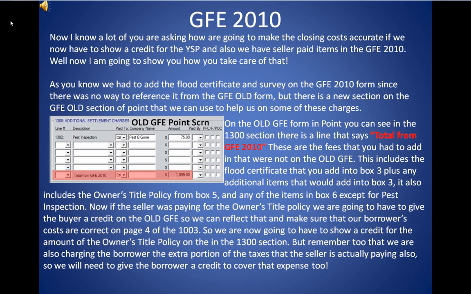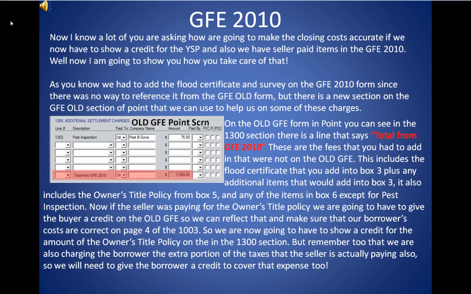Now we need to make adjustments to the old GFE because we have added fees to the new GFE or taken fees off the old GFE and put them in different places on the GFE of 2010. There is now a section under the 1300 section that says total from GFE 2010. The amounts that are put in here are anything that was added to box 3, box 5, and box 6. The items that are excluded from here are the items that carried over from the old GFE to the new GFE. The credit, the appraisal, the pest inspection will not be in this total amount.